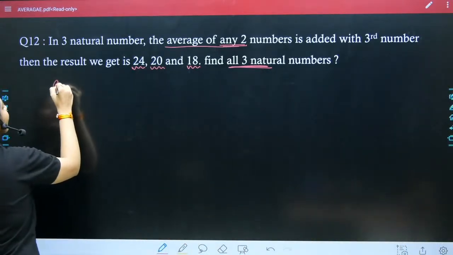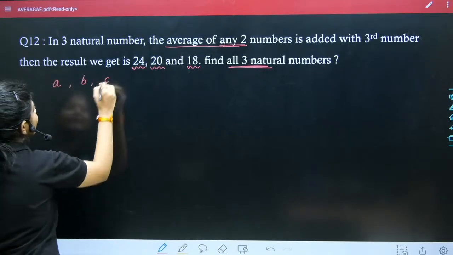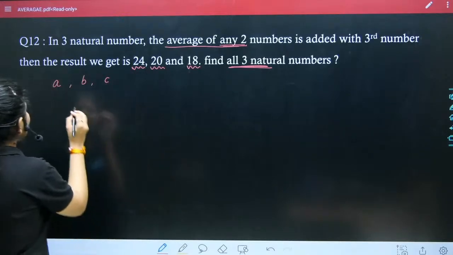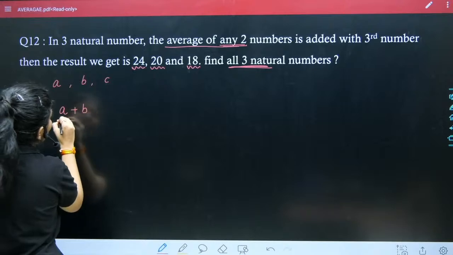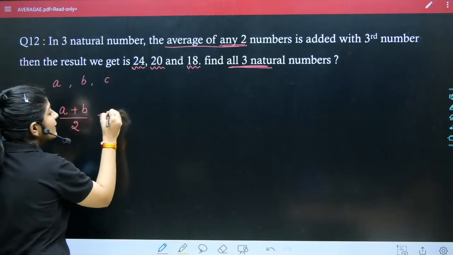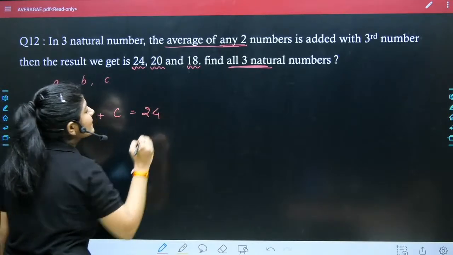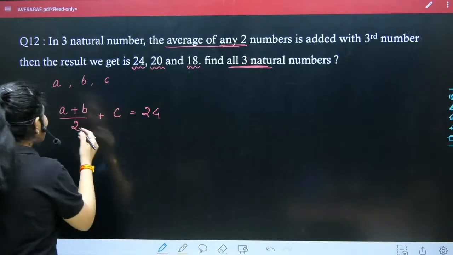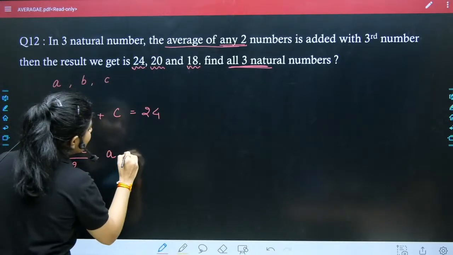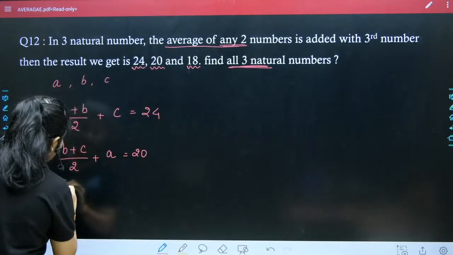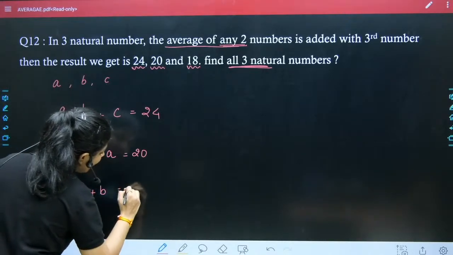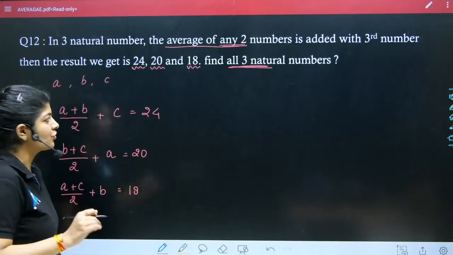Let's assume I have my three natural numbers A, B and C. It is given that the average of any two natural numbers, that means if I add A plus B and divide by 2, this is the average of these two numbers, and if I add this with the third number, I'll get 24. In the next equation, if I add B plus C by 2 and add A to this, I'll get 20. And if I add A plus C by 2, the average of A and C, and add B to this, I'll get 18, as per the question.